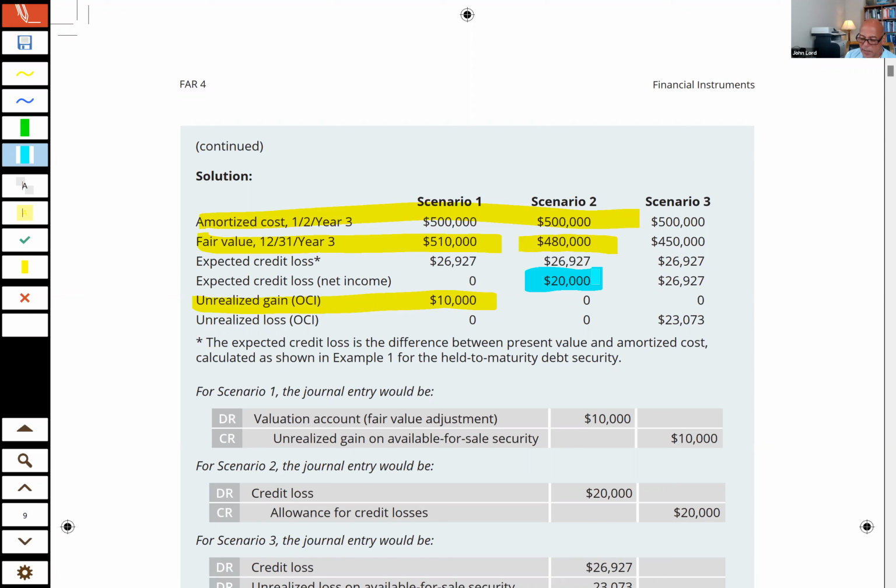Okay, the last scenario, we have what? We have this difference of 50,000. Well, now we'll report the entire 26,927 as the credit loss, just like we did when it was a held to maturity security. And then we have to do what? We have to take the difference between the 50,000 and the 26,927. That additional amount will get reported as OCI.